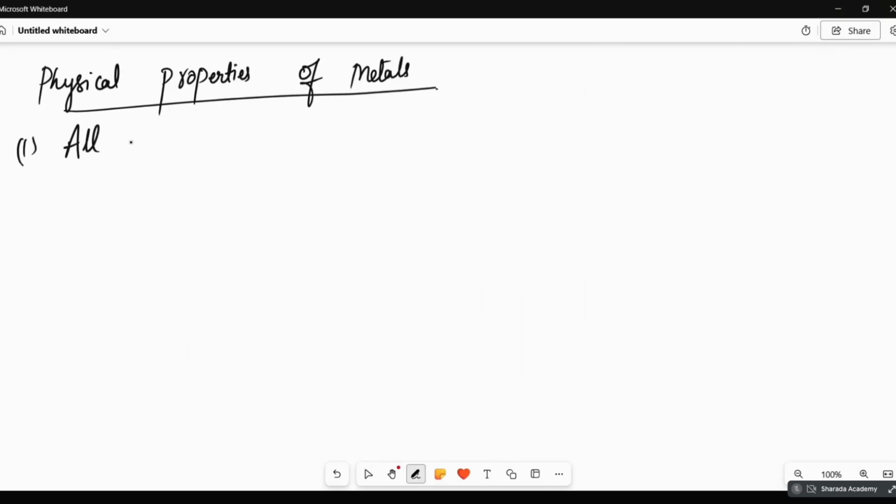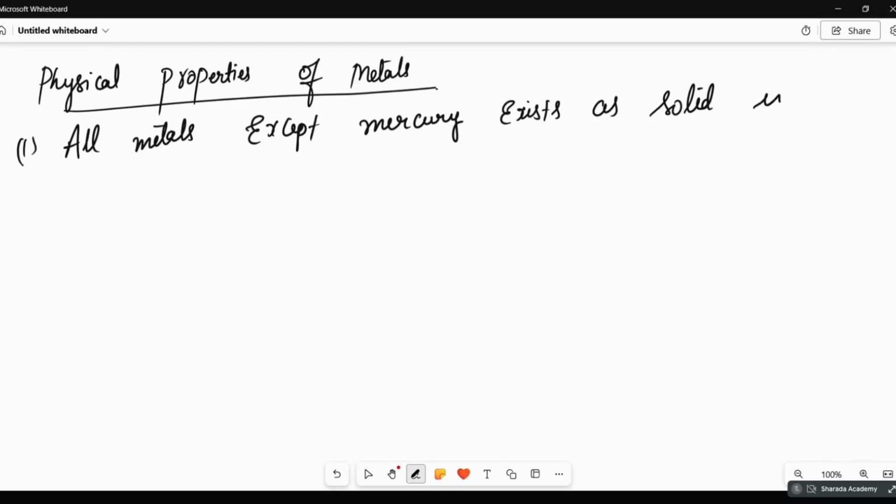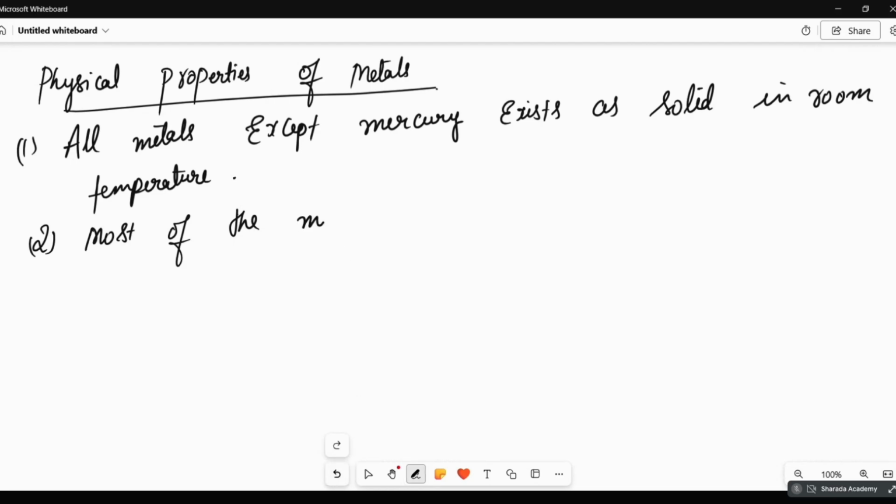All metals, write down this, all metals except mercury exist as solid at room temperature. Most of the metals are hard in nature.